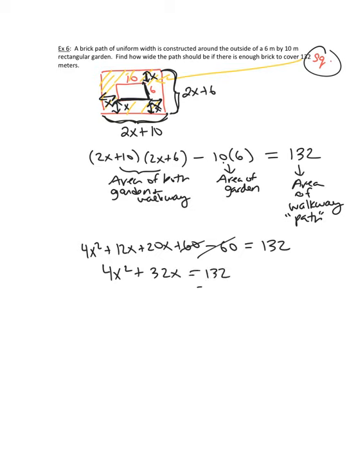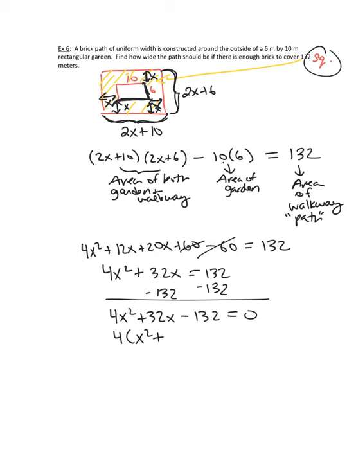Since it's a quadratic, I'm going to set this equal to 0. I have 4x squared plus 32x minus 132 equal to 0. I look for a GCF. 132 is divisible by 4, so that works nicely. 4 times x squared plus 8x minus 33 equals 0. I'm going to factor into two binomials. x times x is x squared. I need factors of 33 that have a difference of 8, so that's easy: 3 times 11. I need my positive to be on the bigger number.